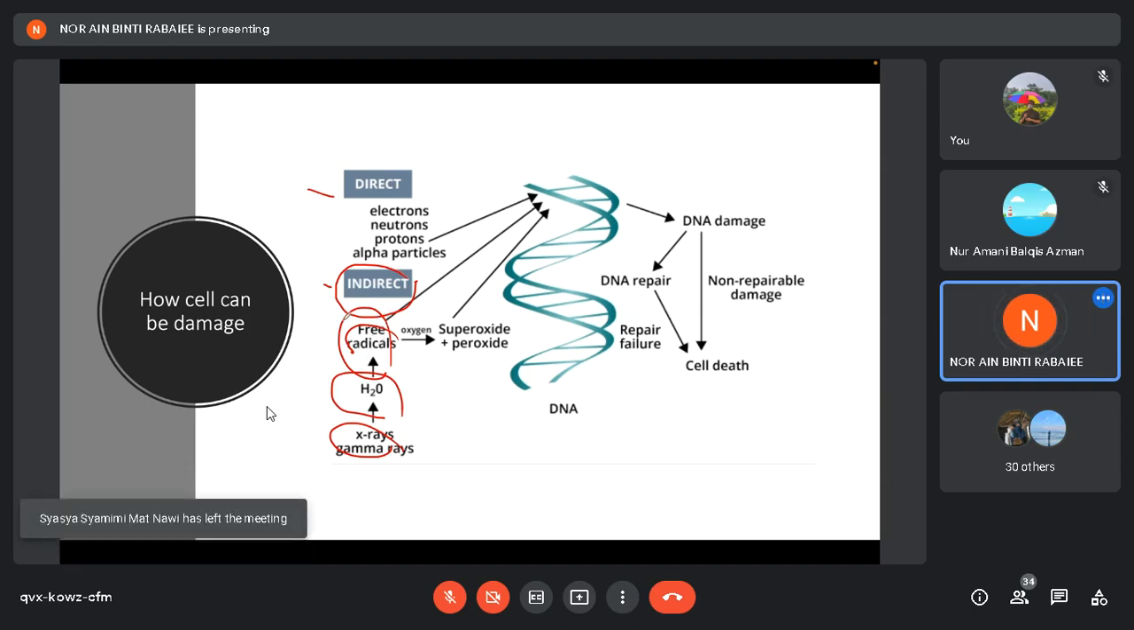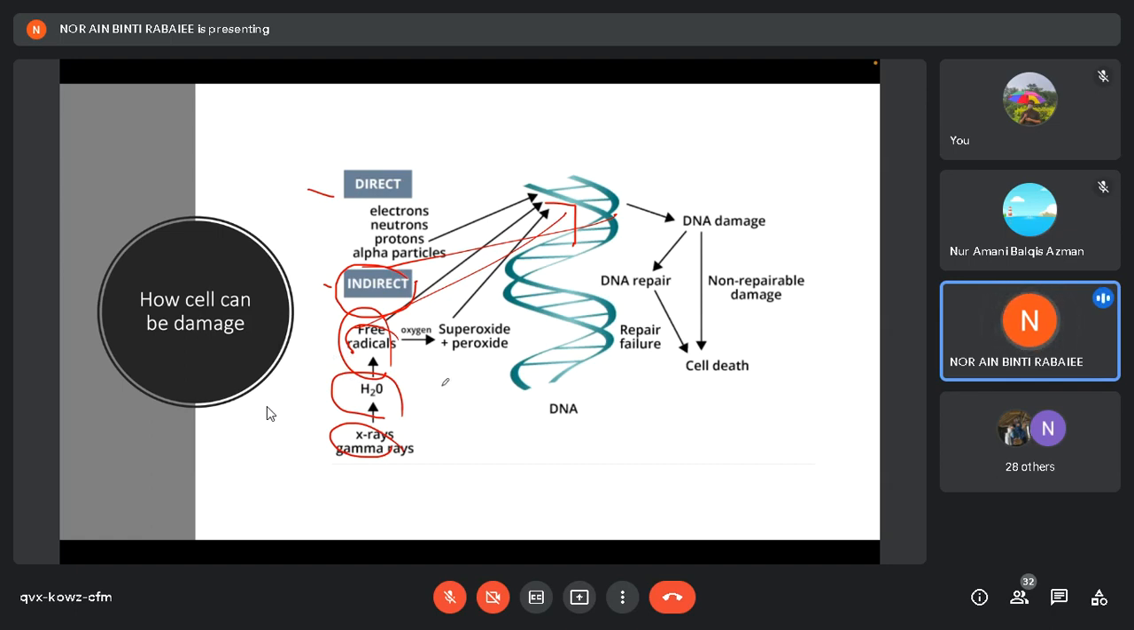Because free radicals are highly reactive and very powerful oxidizing agents, they will attack the DNA to produce damage. Compare this to the direct effect, where radiation, for example an alpha particle, directly attacks the DNA without interacting with the water. But for the indirect effect, the water helps.